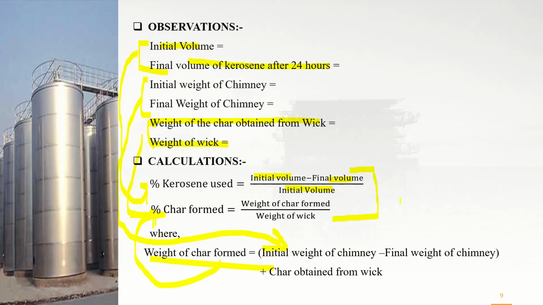Char value should be minimum. Both the values should be minimum for a good fuel.